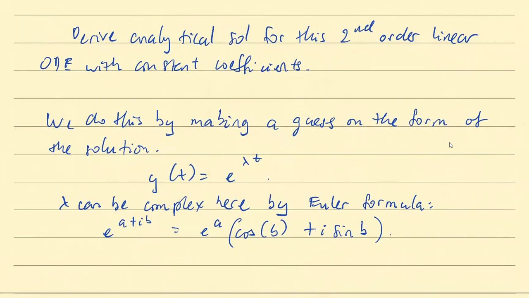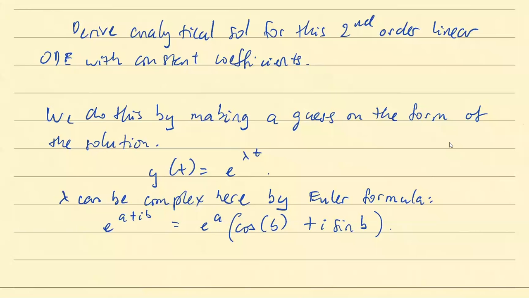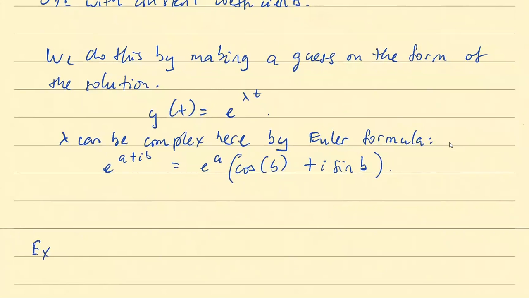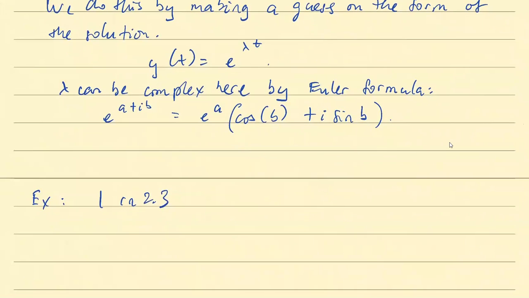So what do we do here? After you guess this, you plug into the equation, solve for lambda, and then interpret what your solution should be. For that, let's do a concrete example: problem number 1 in section 2.3. They say y double prime plus 7y prime plus 10y is equal to 0.